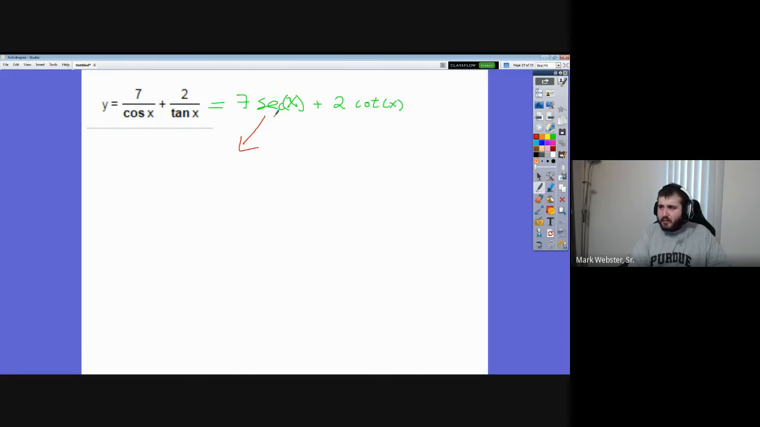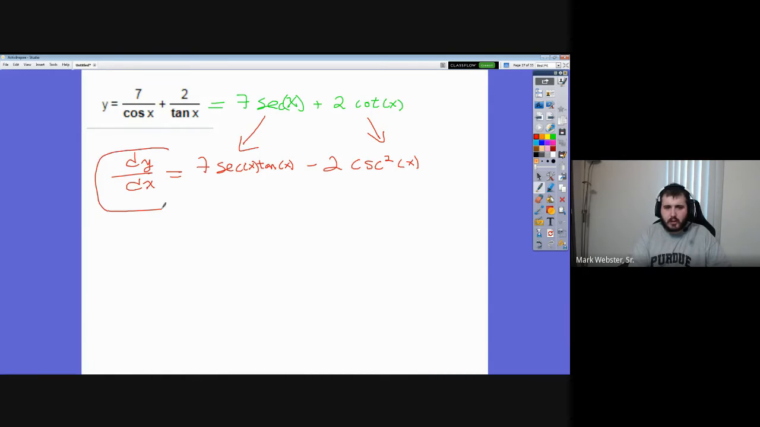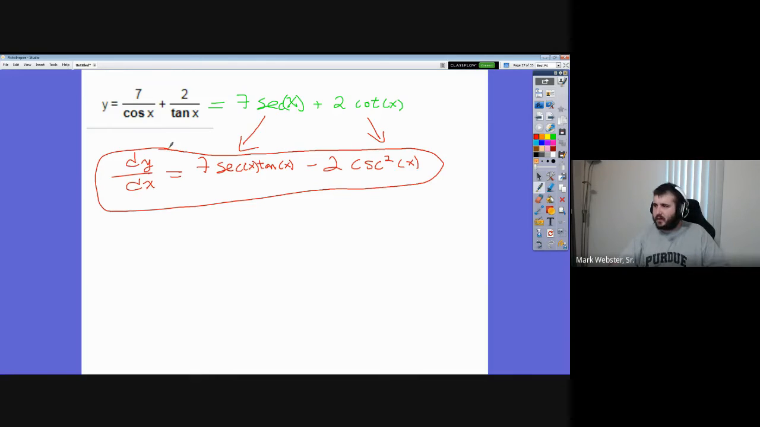What's the derivative of secant? Secant tangent, right? What's the derivative of cotangent? Negative cosecant squared, I think. Yeah. Ta-da, you're done. Simple, simple, simple. Don't make life difficult. Do it the easy way.